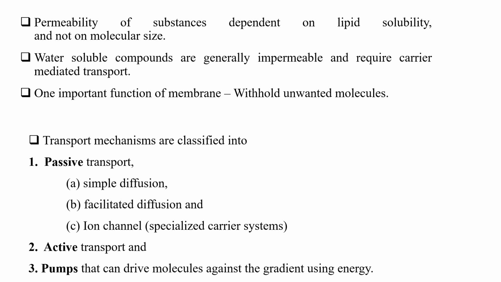Transport mechanisms can be classified into two major categories. One is passive transportation, another is active transportation. Passive includes simple diffusion, facilitated diffusion, and ions through ion channels, which are specialized carrier proteins. The second type is active transportation, which is an energy-exhausting process. It happens through certain pump proteins that can drive the molecules against the concentration gradient using energy.